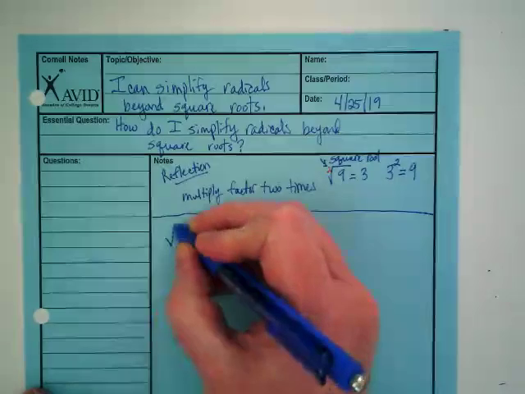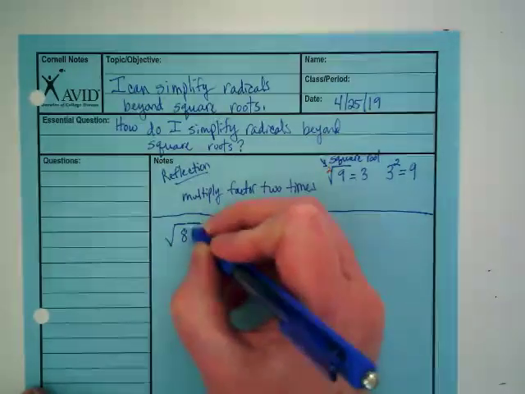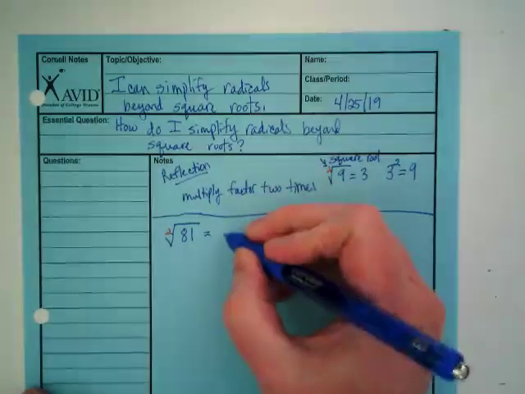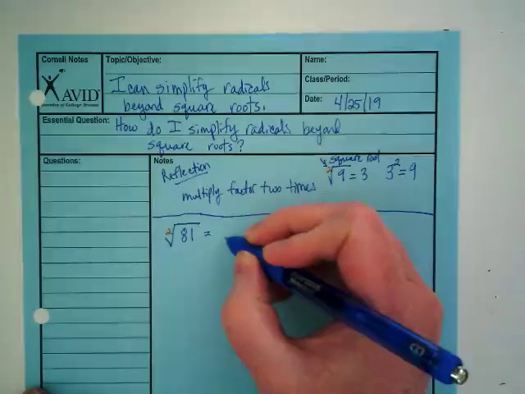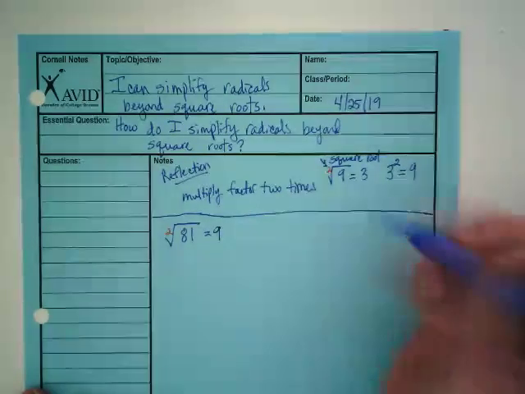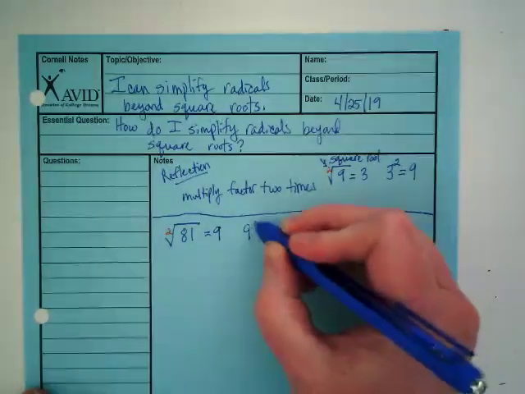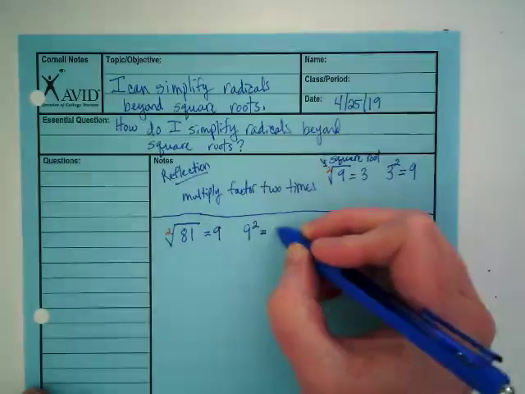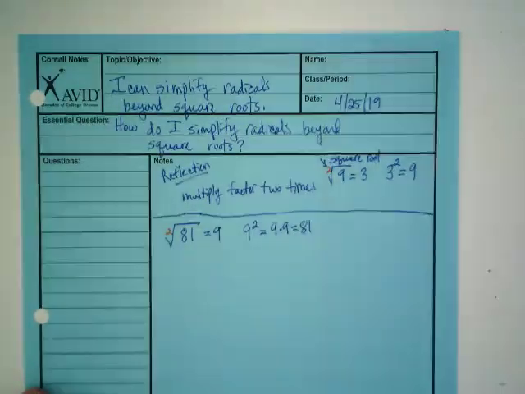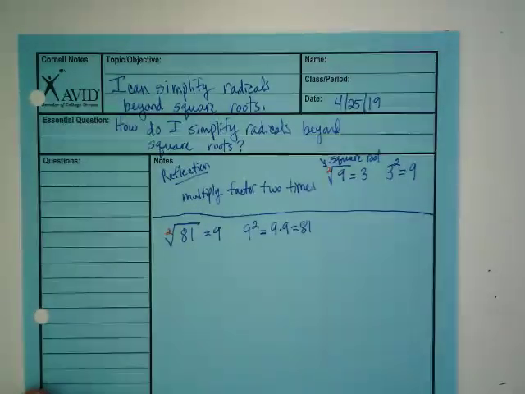I'm going to put here the square root of 81. When there is nothing there, there's an invisible 2. And going back to what Casey said, I'm looking for an answer that when I multiply it by itself, it's going to get me to 81. And that number is 9, because 9 squared is equal to 9 times 9, which is equal to 81. Those are related math facts.